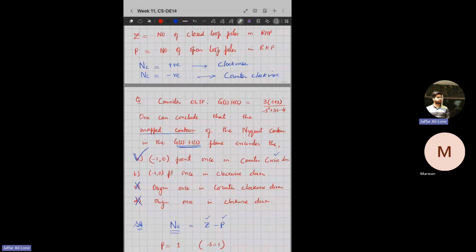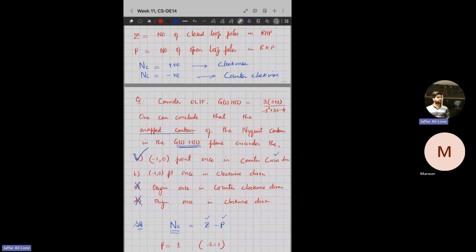Of an open loop transfer function, and then in the question it was given that one can conclude that the mapped contour of the Nyquist contour in the GSHS plane encircles the, right? Then there are four options. We are first of all given that the mapped contour is GSHS plane and not 1 plus GSHS. It means the origin is eliminated. Origin is not encircled. We have to see encirclement around -1 comma 0 point.